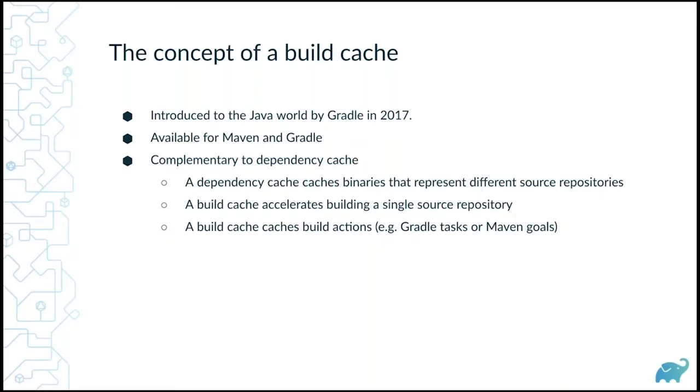So the concept of a build cache was introduced to the Java world by Gradle in 2017. It's available for Maven and Gradle. We will eventually work to also make it available to other build systems in the JavaScript ecosystem, etc. Probably not for Ant. Maybe we should ask in the next poll who is using Ant. That would be interesting.